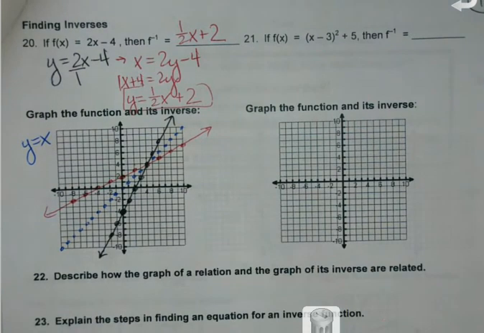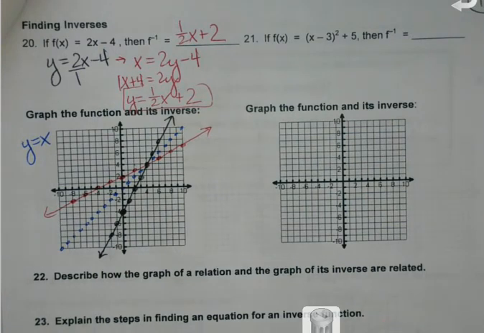If I were to fold my paper along that dotted blue line, they would end up right on top of each other. Or if I were to put a mirror there, I'd also see the exact same thing going both ways, if I've done it right, and if they're inverses, and they are. So that's kind of cool.